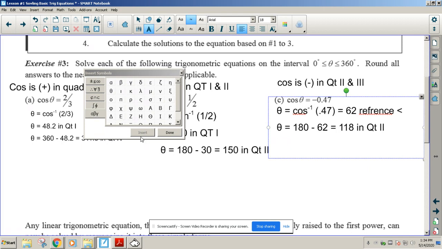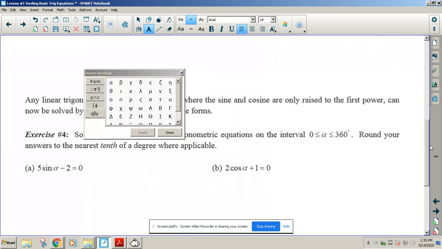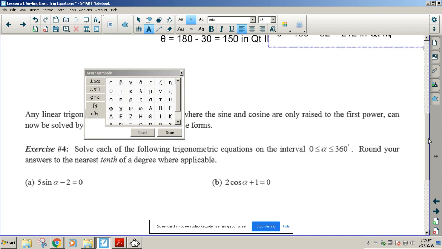And then theta is going to equal 180 degrees plus 62, which is going to give me a 242-degree angle in quadrant 3. So this is really tying together so much of what we've done over the last couple of weeks. And we have to always consider where we land.